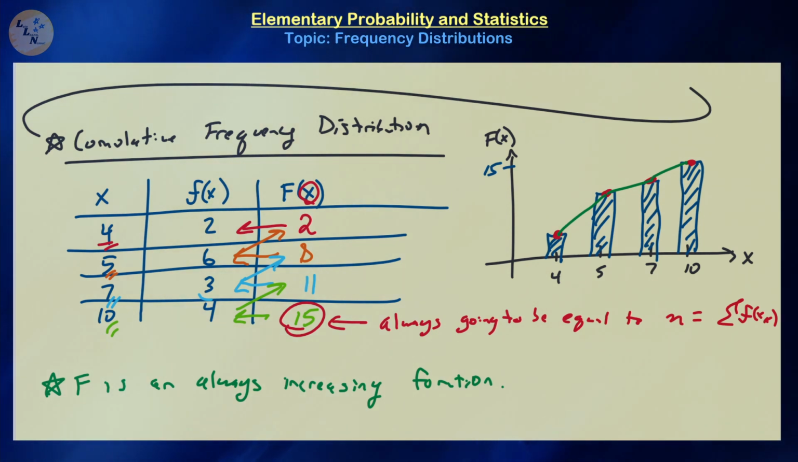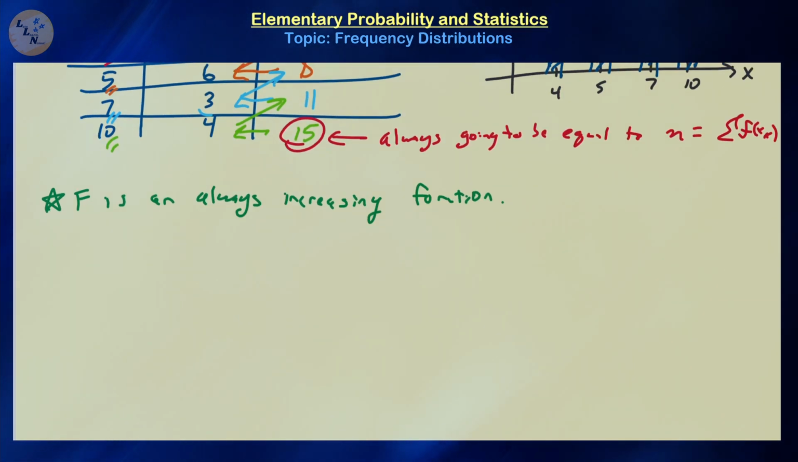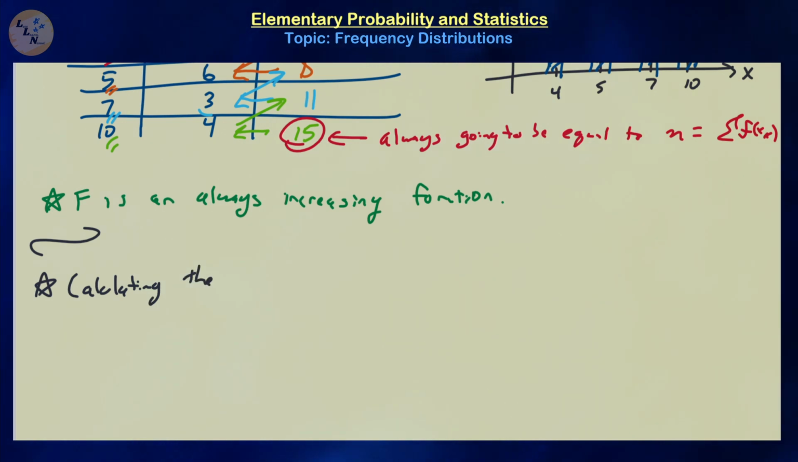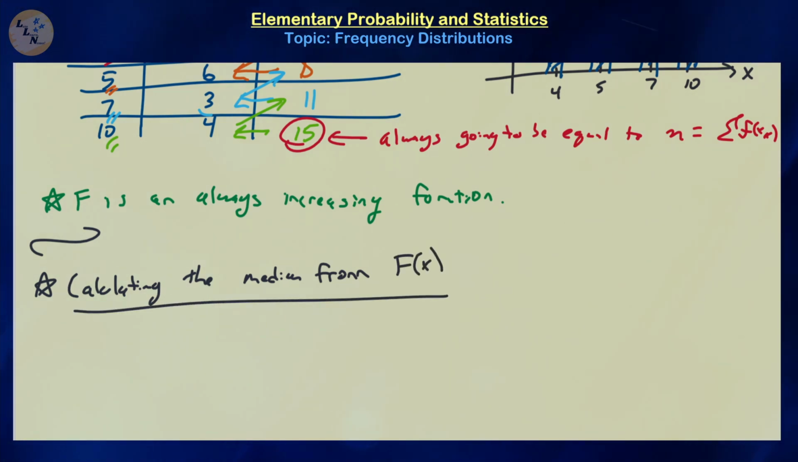Now, what's so useful about this? Like, what does this achieve for us? So one application of the cumulative frequency distribution is being able to quickly calculate the median from the cumulative frequency distribution, which, remember, the median is a measure of central tendency, and it is also a measure of position because it's the center quartile for a data set.